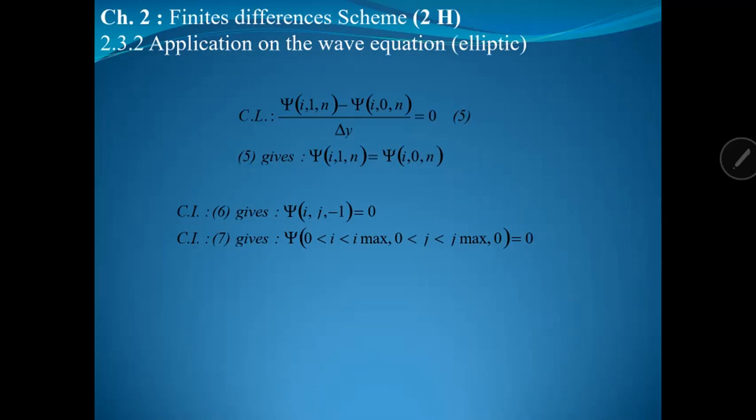And this is the initialization. Then for I going from 1 : I max plus 1, and J max plus 1 as well, for n equal 1 : n max plus 1, n max plus 2, psi I 1 n equal psi I 0 n.